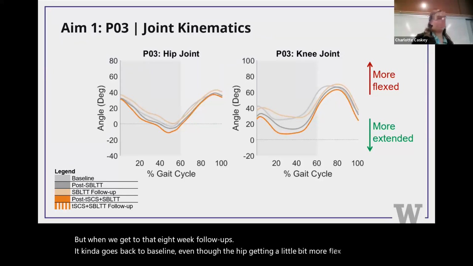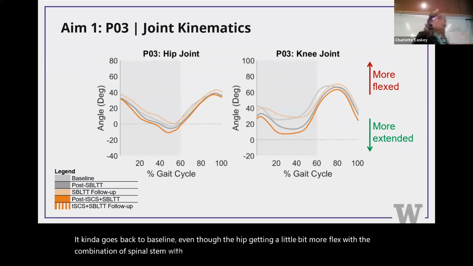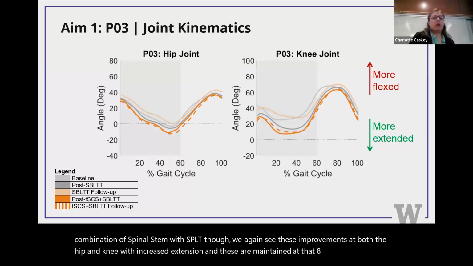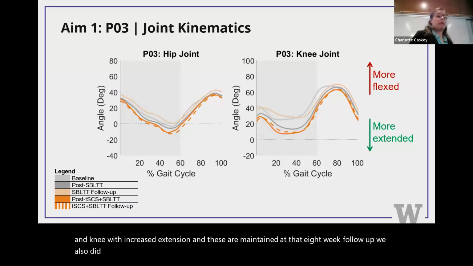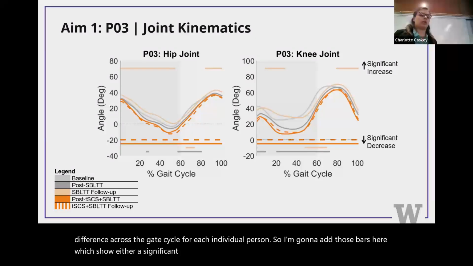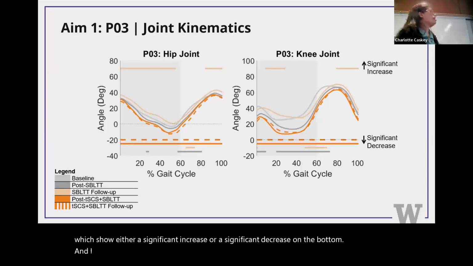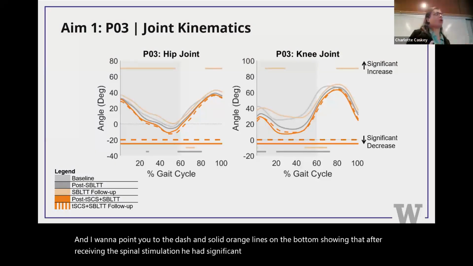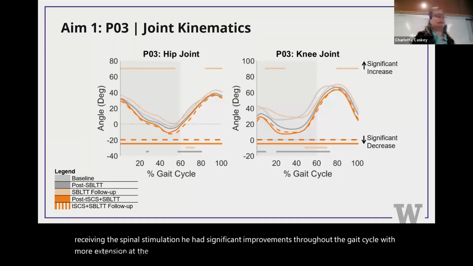With the combination of spinal stim with SBLTT, though, we again see these improvements at both the hip and knee with increased extension, and these are maintained at that 8-week follow-up. We also did a statistical parametric mapping of this, which allows us to look at the significant difference across the gait cycle for each individual person. So I'm going to add those bars here, which show either significant increase or significant decrease on the bottom. And I want to point you to the dashed and solid orange lines on the bottom, showing that after receiving the spinal stimulation, he had significant improvements throughout the gait cycle with more extension at the hip and the knee.